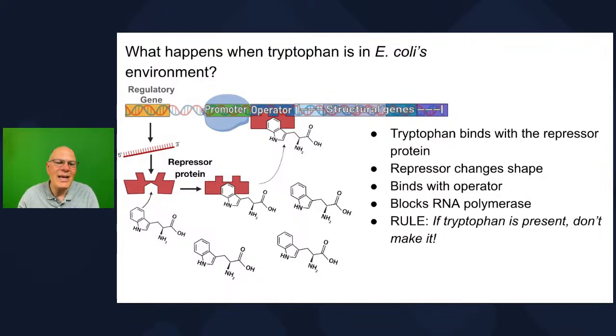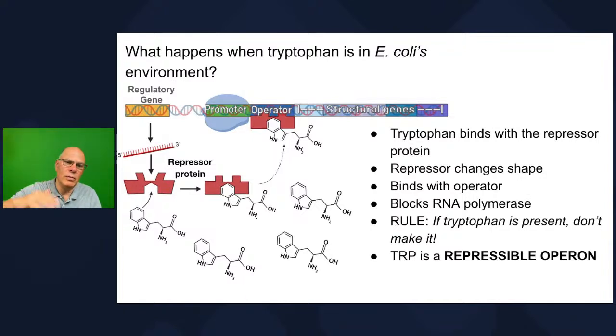If tryptophan is present, the cell should not make it. It should not synthesize tryptophan. Okay, so that's the rule. This is about cellular efficiency. This is an adaptation that promotes survival. So TRP is a repressible operon. Why is that? Because the presence of tryptophan turns the thing off. It represses the system. Repression is when you curtail people's freedom, like when you have a repressive government. So repression turns things off, keeps people from doing things. Repression, stopping. Okay. So tryptophan acts as, I think it's actually called, a co-repressor, because it works with this repressor molecule to turn the system off.